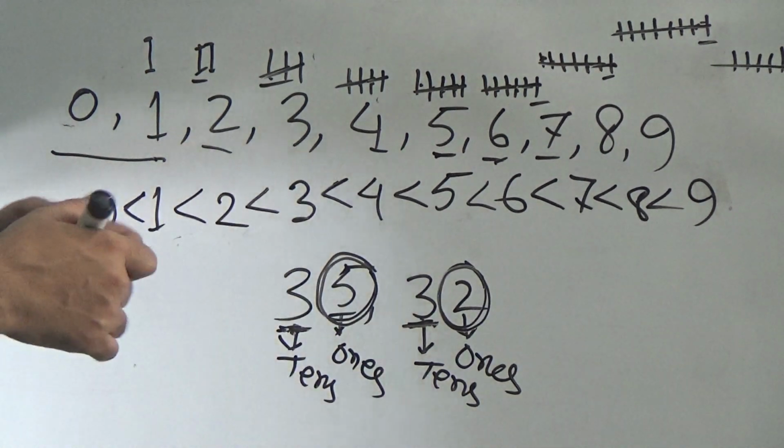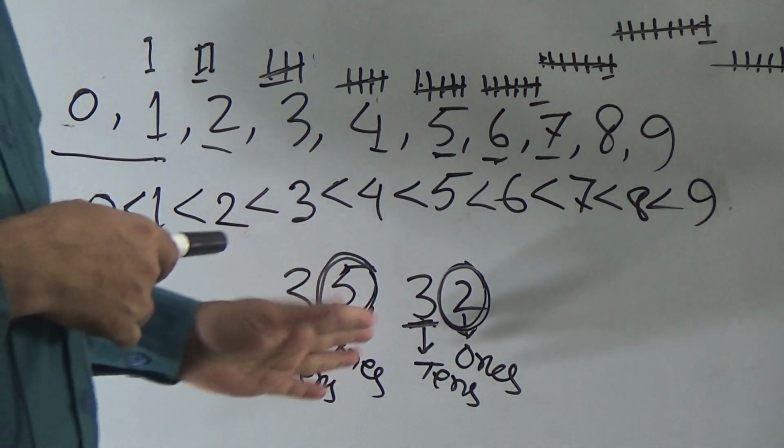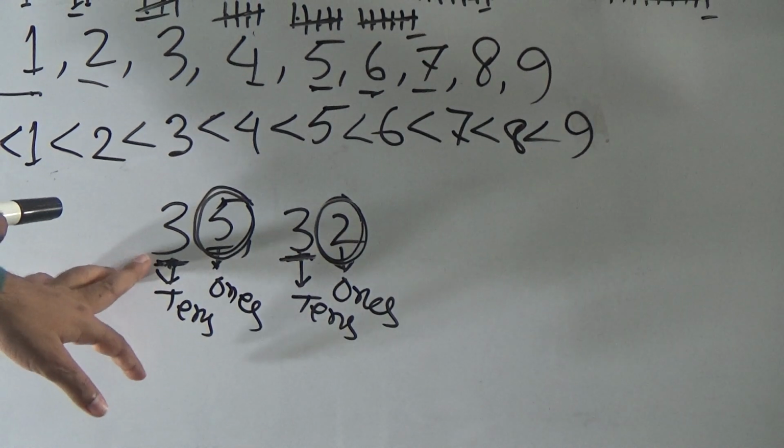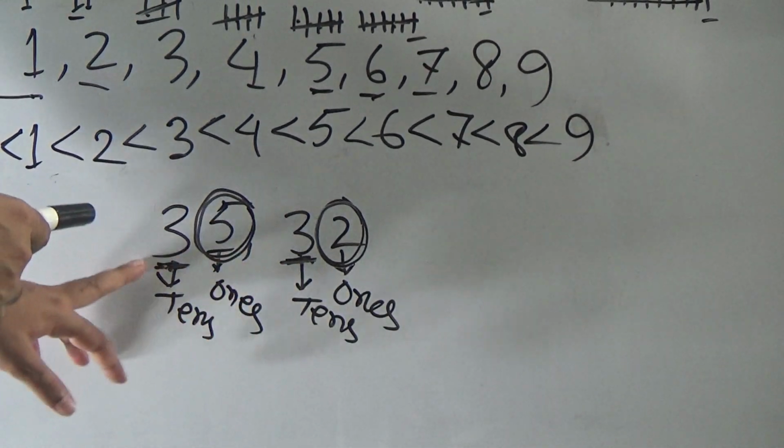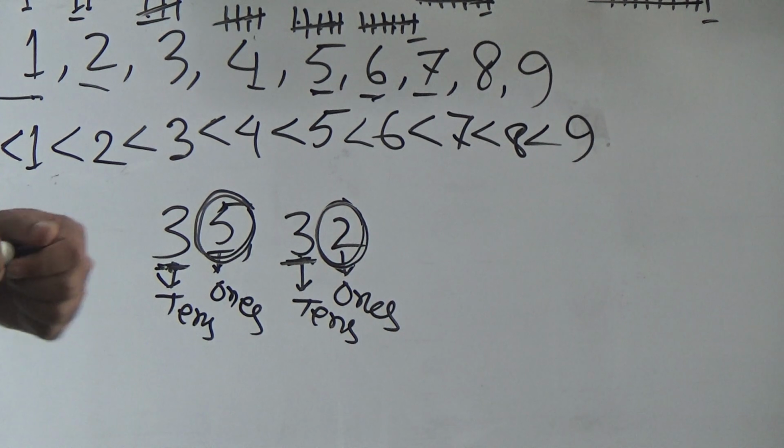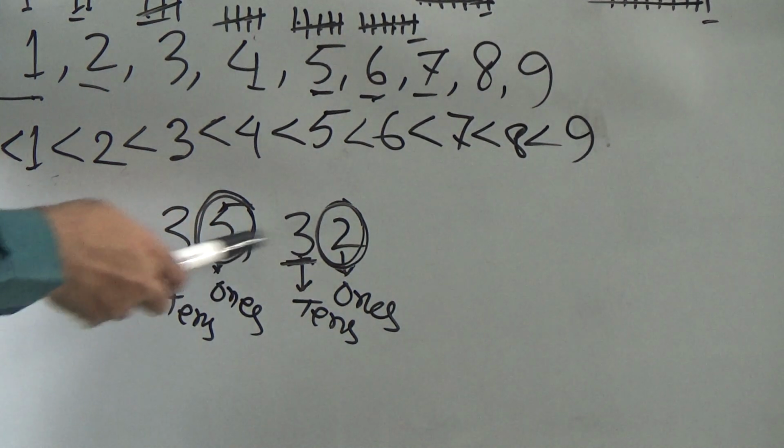It means that when we compare two-digit numbers, we have to observe the tens place first. If the tens place is the same, then we have to compare the ones place.